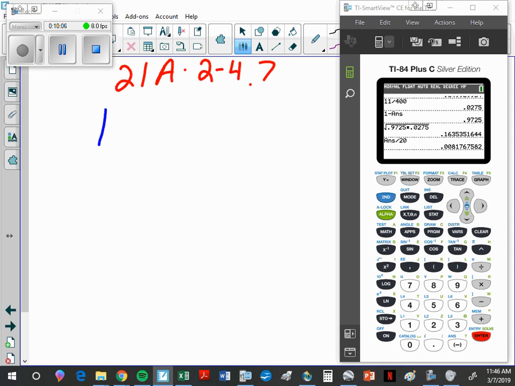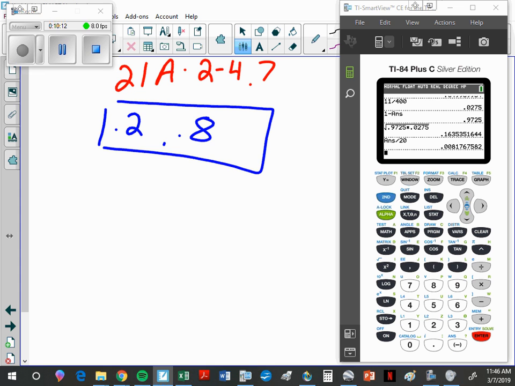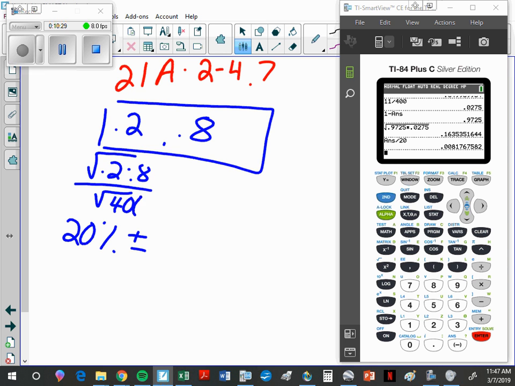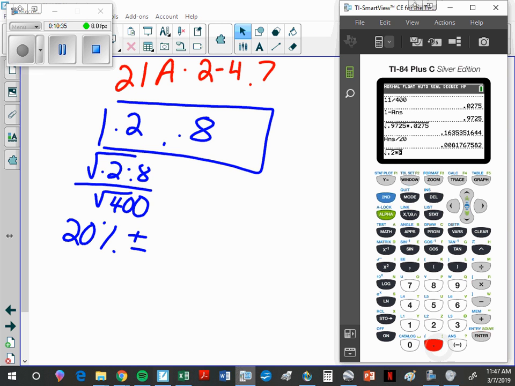So in this case, I do know that the answers are 0.2 and 0.8. What will happen when I do 400 draws? Well, I expect 20% plus or minus the square root of 0.2 times 0.8 divided by the square root of 400. So square root of 0.2 times 0.8 divided by 400. Nope. Divided by 20.